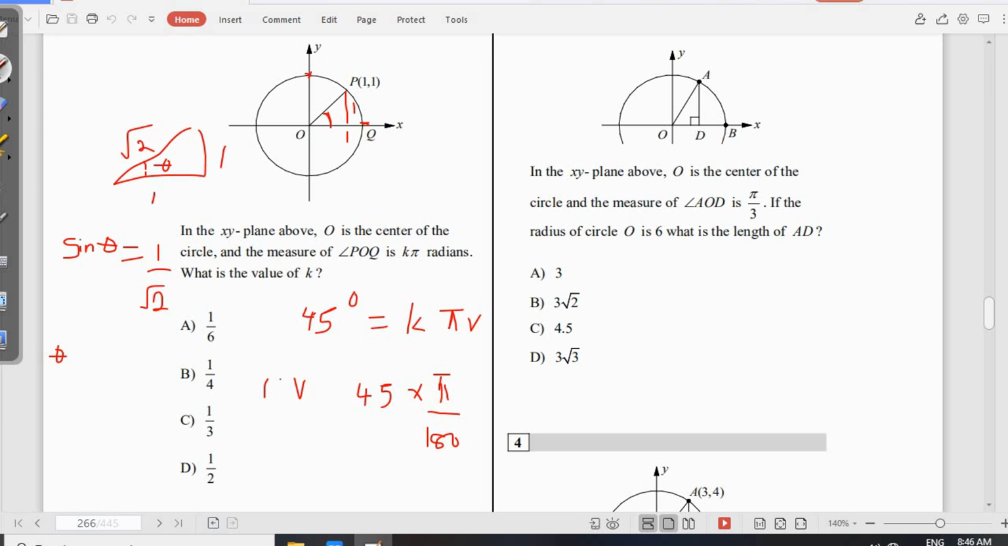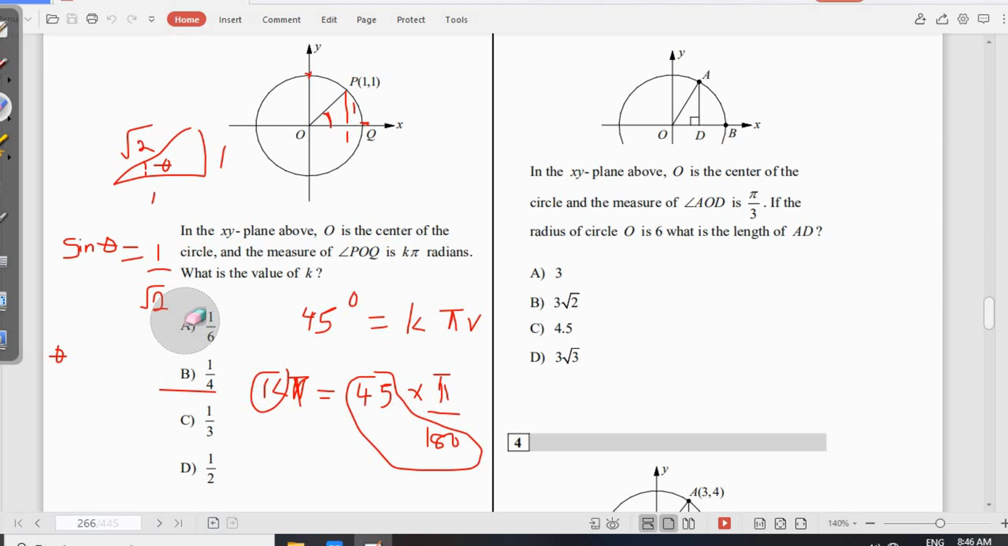So k pi radians is equal to 45 times pi over 180. That means k is actually 45 over 180, which is just what they want you to do. If you reduce 45 divided by 180, you'll have 1 over 4. So B is your answer.